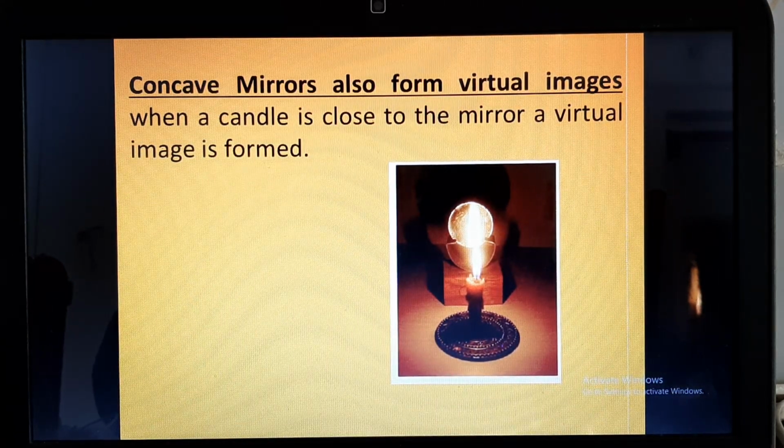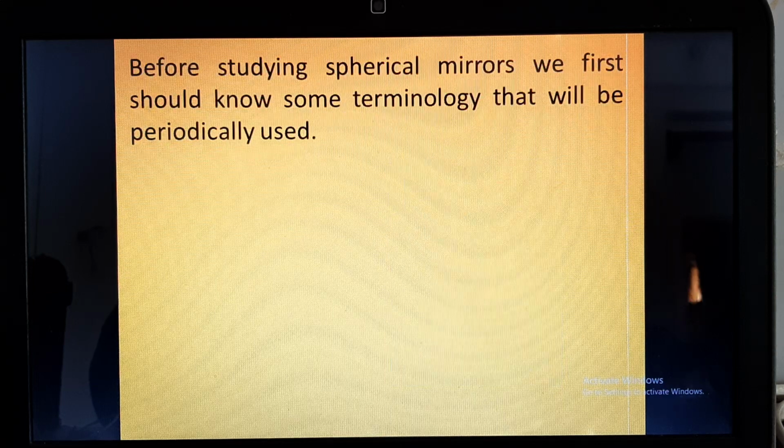And how do concave mirrors also form virtual images? When a candle is kept close to the mirror, a virtual image is formed.